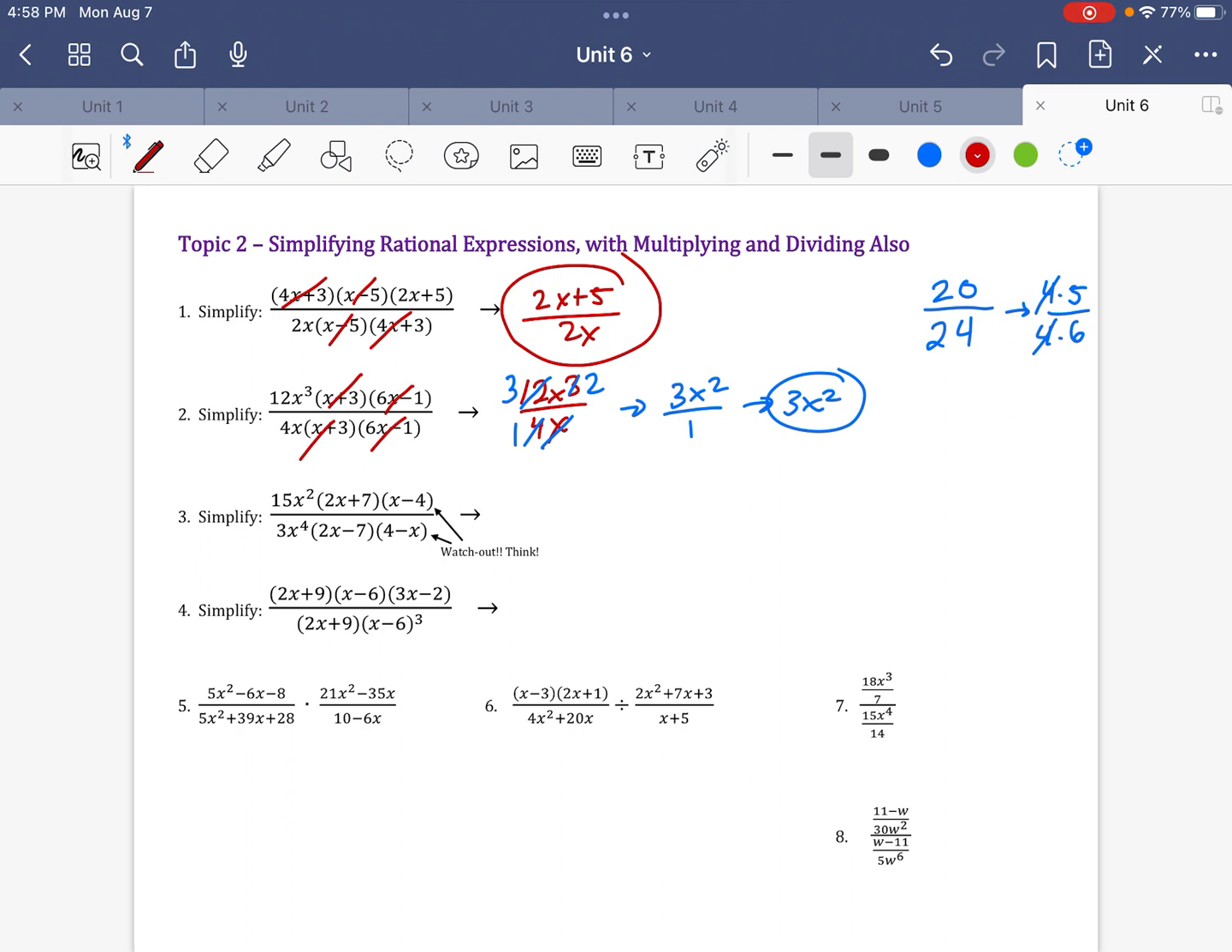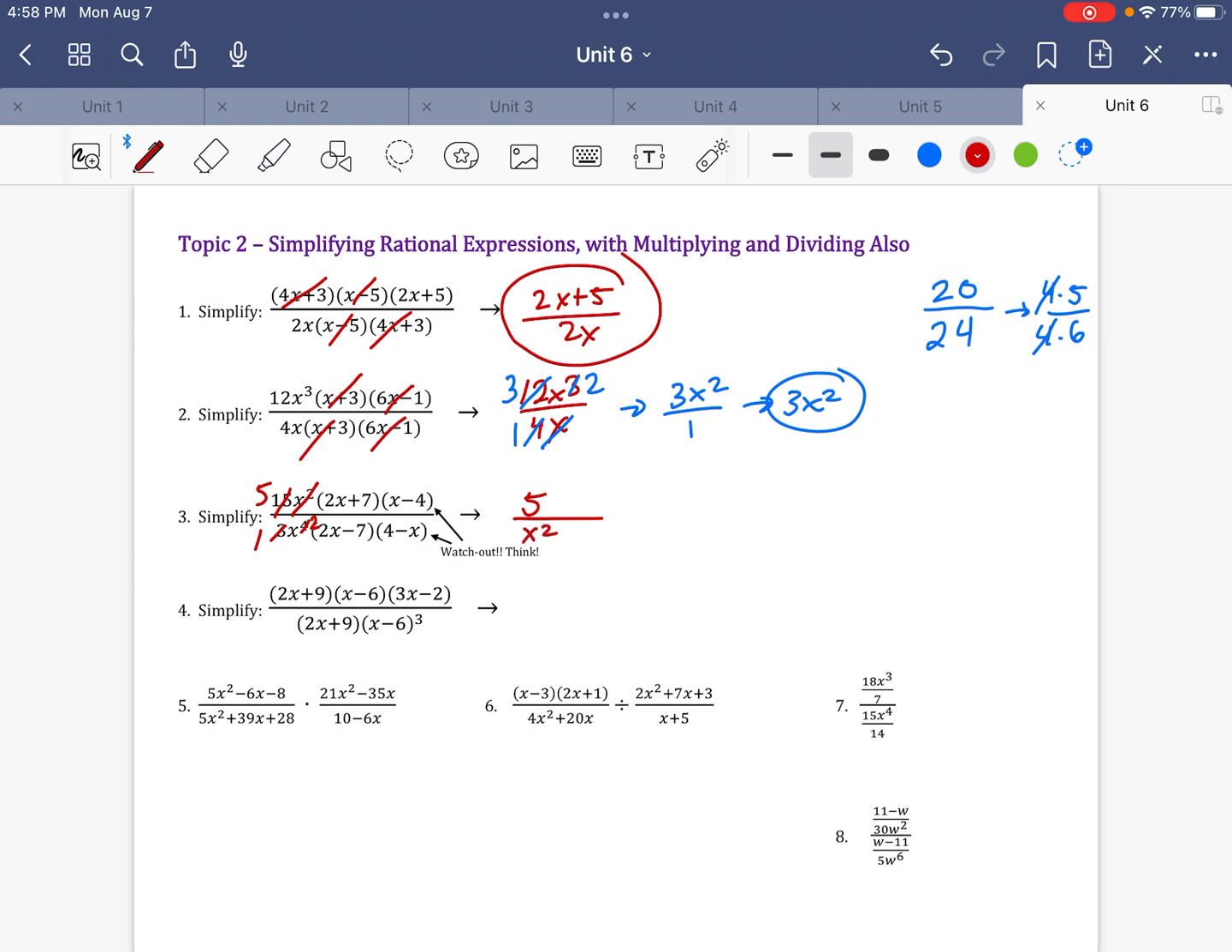2x plus 7 and 2x minus 7 cannot cancel. 15 and 3, let me put 5 and 1. X squared and x to the fourth: this x squared is totally going to go away, and x to the fourth is going to leave me 2 left. All right, so I'm done with that. So I'm going to start writing my answer here. I have 5. On the bottom, I have x squared.